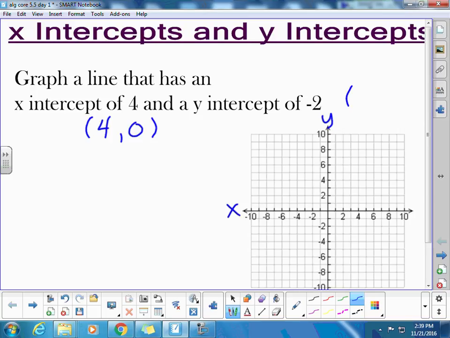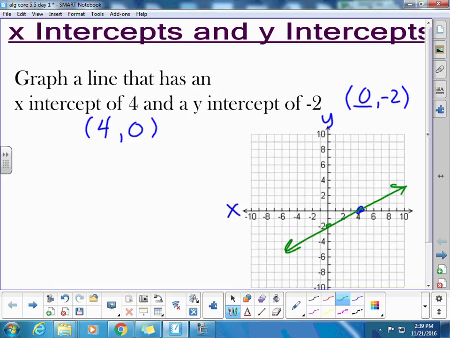I know my y, I go 0 over, and in this case down 2. Or you can just look at x-intercept of 4. Where does it hit x? At 4. Y-intercept of -2. Where does it hit y? Right there. It's just that line.